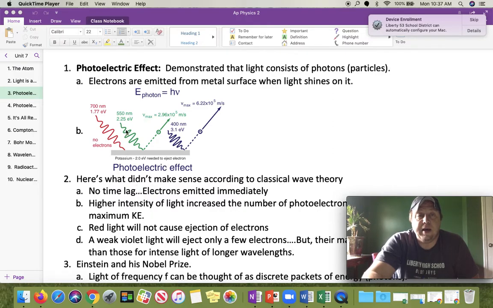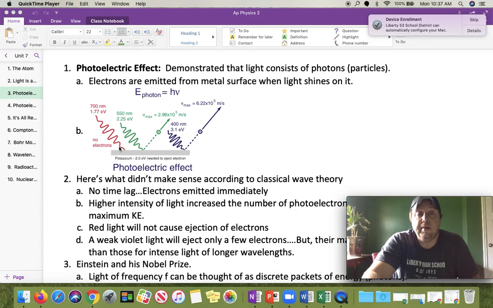This is what they knew about it at the time. If they shone green light on, they would get electrons ejected from this photocell, moving at a specific speed. If they increased the frequency of the light to 400 nanometers, in the violet region, they would also get electrons ejected off of this photocell, but they would be moving a lot faster. But if they put red light onto the photocell, no electrons were ejected.